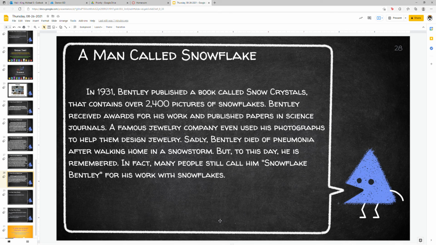In 1931, Bentley published a book called Snow Crystals that contains over 2,400 pictures of snowflakes. Bentley received awards for his work and published papers in science journals. A famous jewelry company even used his photographs to help them design jewelry. Sadly, Bentley died of pneumonia after walking home in a snowstorm, but to this day, he is remembered. In fact, many people still call him Snowflake Bentley for his work with snowflakes.